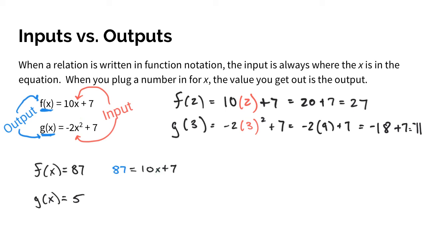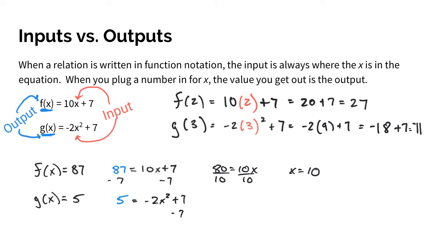So in that example, you would just subtract 7 on both sides, and then you have 80 is equal to 10x, and you divide by 10, so x would equal 10. So here I have found the input of 10 that gives you an output of 87. Same goes for the g of x function. So as we set that up, you have 5 equals negative 2x squared plus 7. Same idea. 5 is the output, so that goes here. I'm looking for the input of x. So you just solve this algebraically.